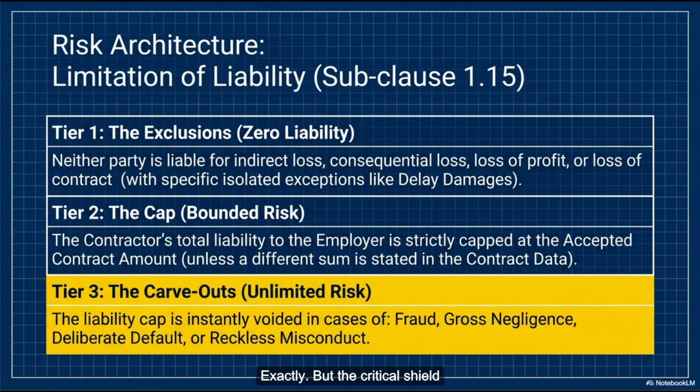Exactly. But the critical shield protecting both of them is the limitation of liability. Right. The source text states explicitly that neither party is liable for indirect or consequential loss, like loss of profit or loss of use of the works. And let's frame why that clause is strictly non-negotiable.